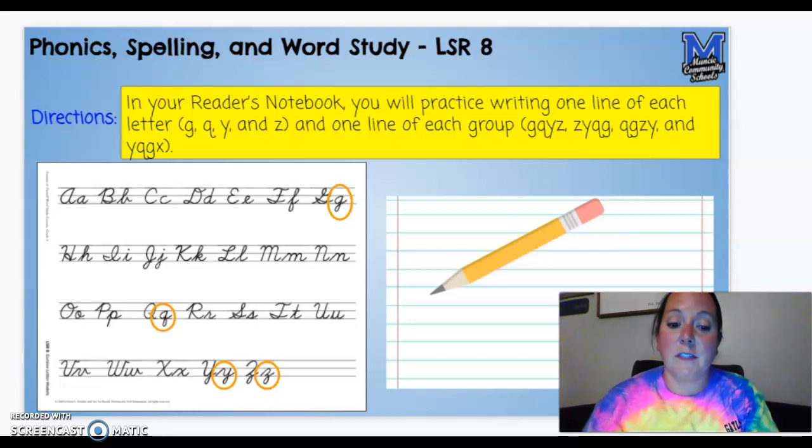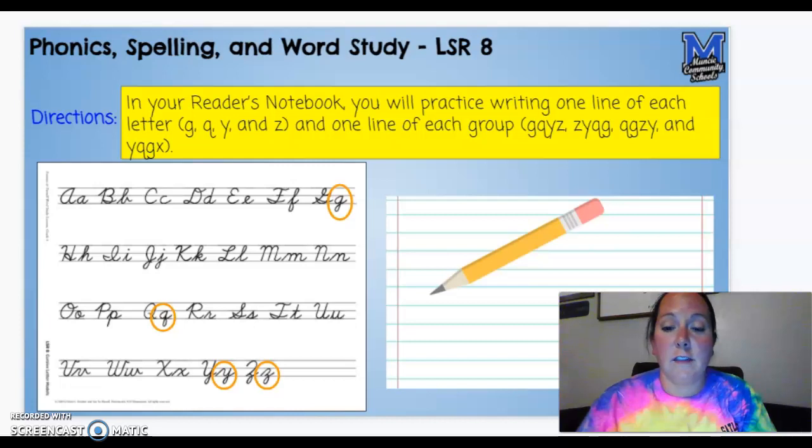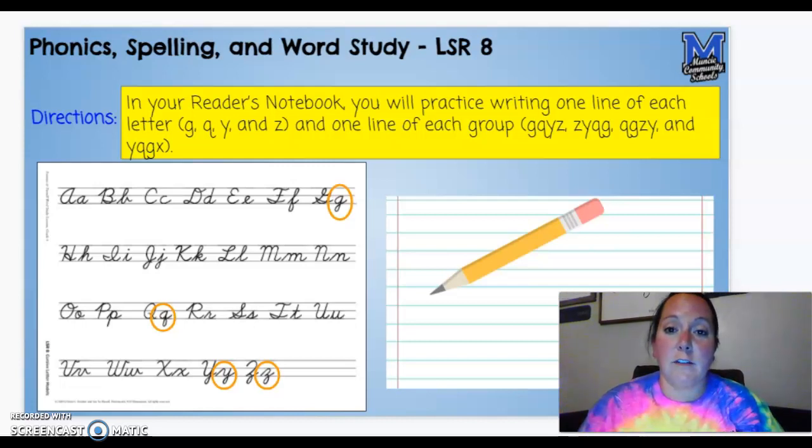Today during your phonics word study lesson, you talked about writing lowercase cursive letters G, Q, Y, and Z. For your practice, you are going to practice writing those lowercase cursive letters on your own, either on a piece of paper or in your reader's notebook, whichever your teacher prefers.